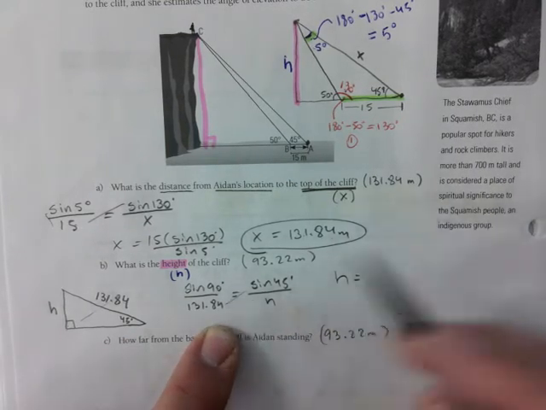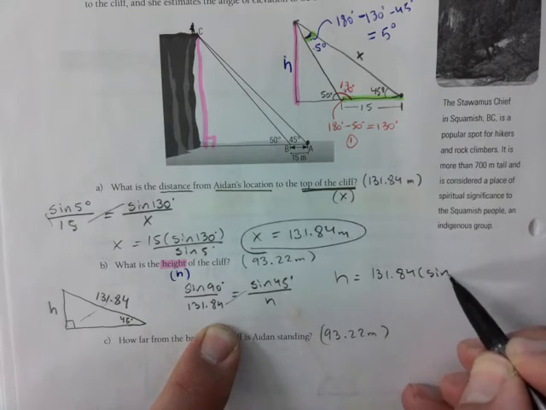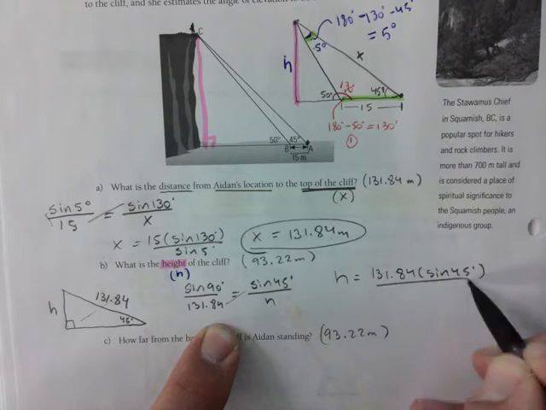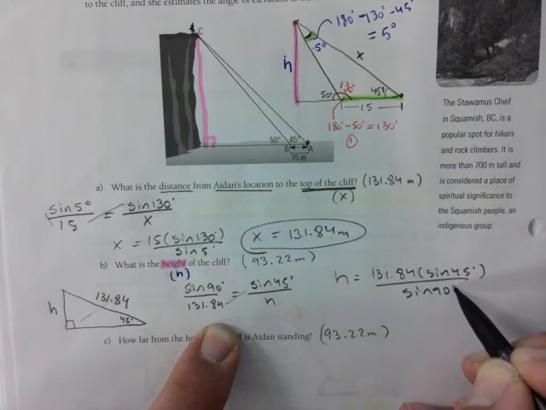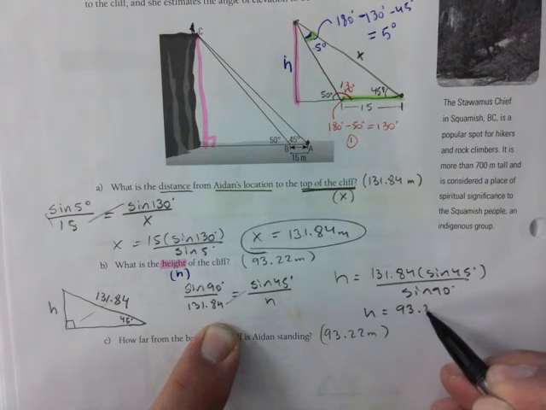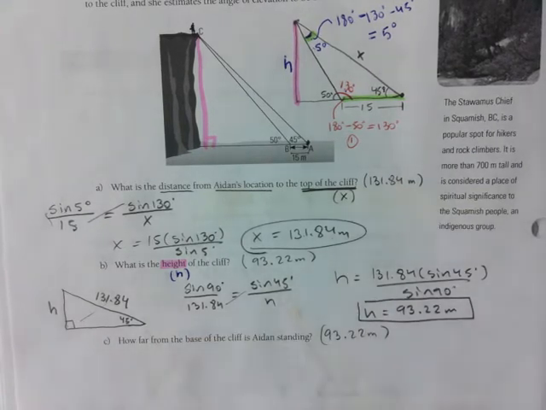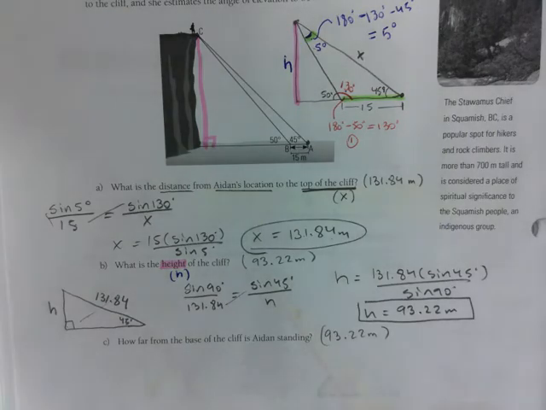You cross multiply and divide. 131.84 times sine of 45 divided by sine of 90. And that is 93.22.